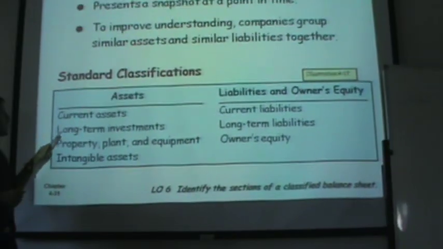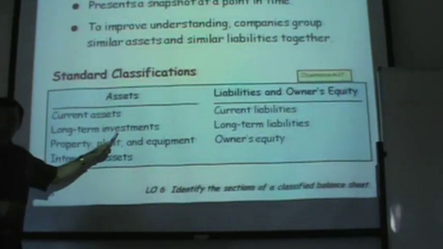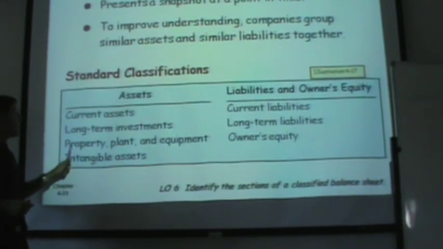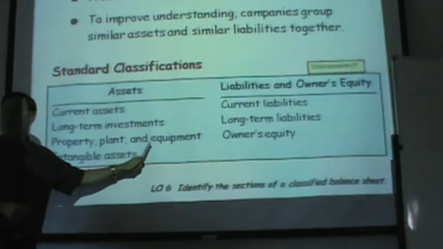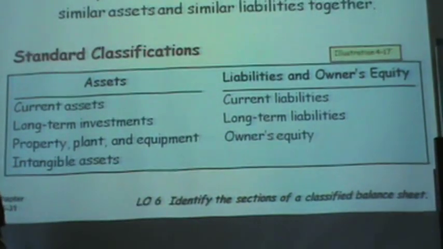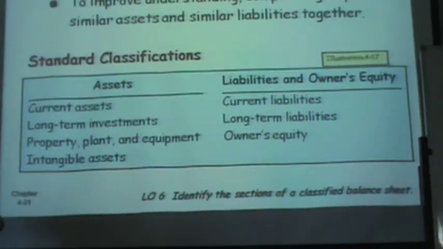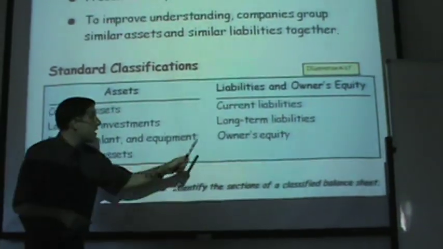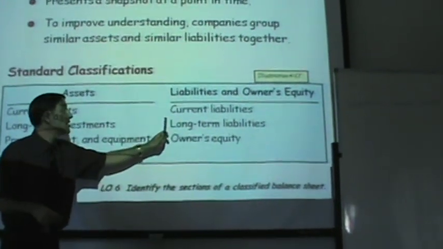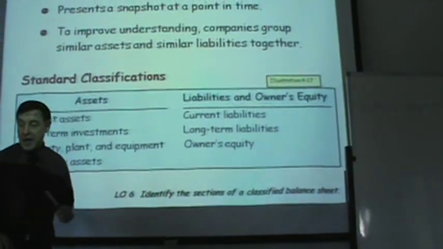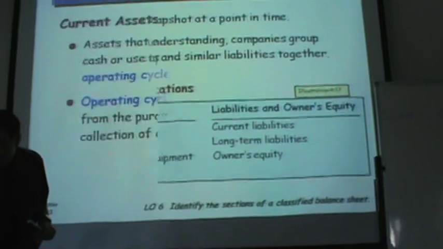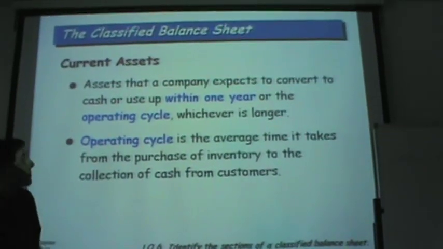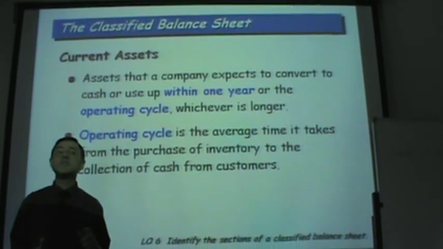So, you divide assets into short term and long term. And within long term, you got two: long term investments and property, plant, and equipment. I'll be explaining these within the next half an hour. You also have short-term liabilities and long-term liabilities. All right, so now we explain.